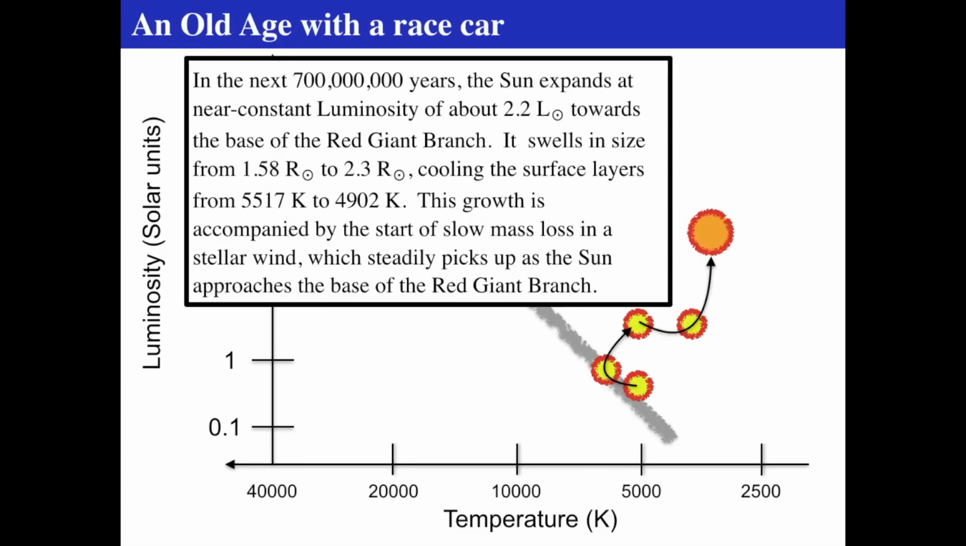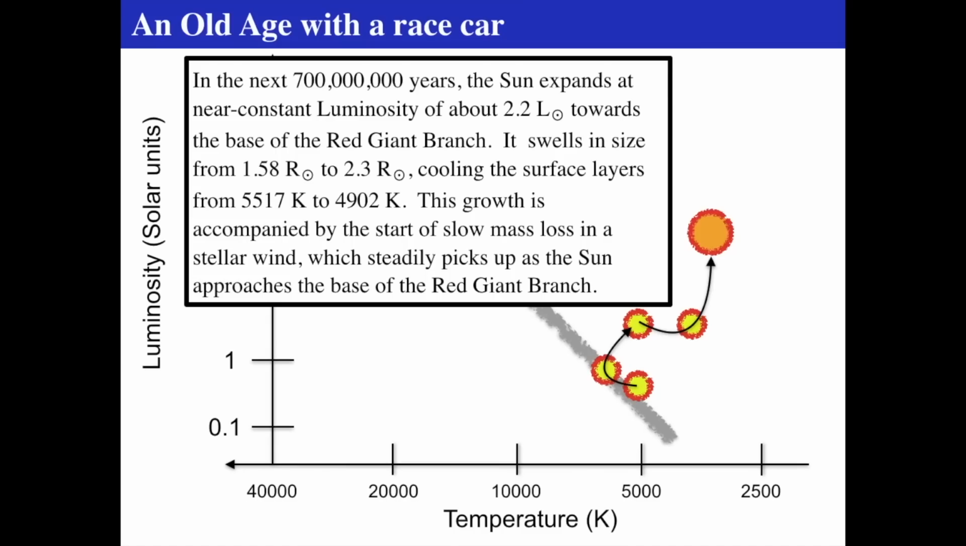Next, over the next 700 million years, or almost half a billion years, the sun will expand at roughly the same luminosity. It'll stay at about two solar luminosities, then it'll swell in size, and then all of a sudden it'll start to grow really fast. It'll become an extraordinarily fast-growing red giant star, and as it does so, it'll puff up in size.